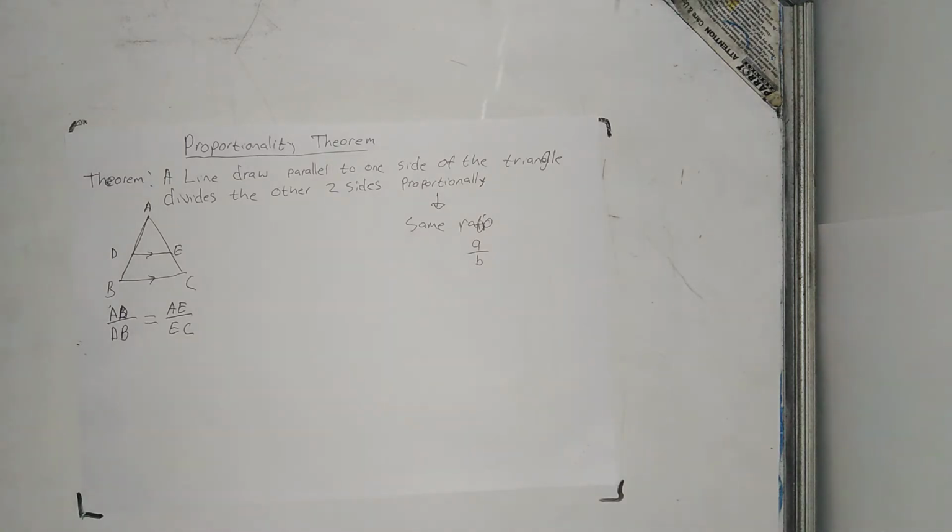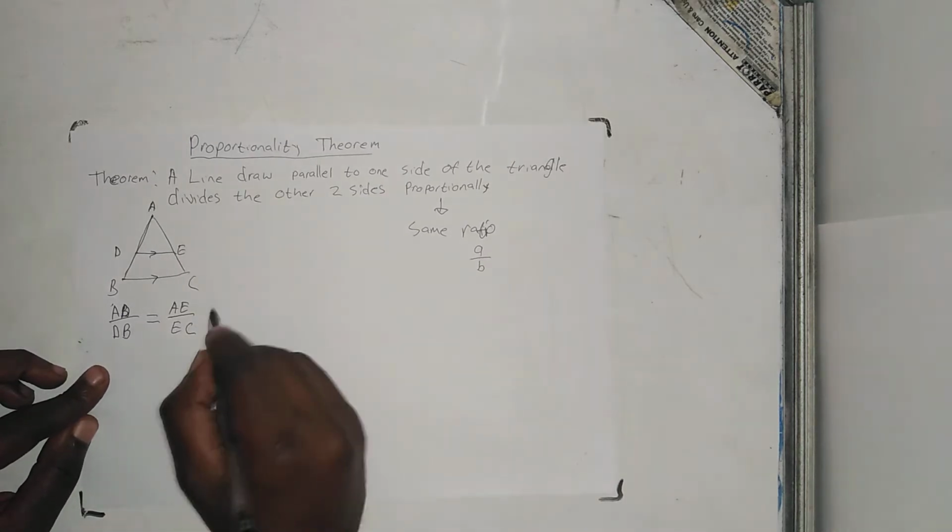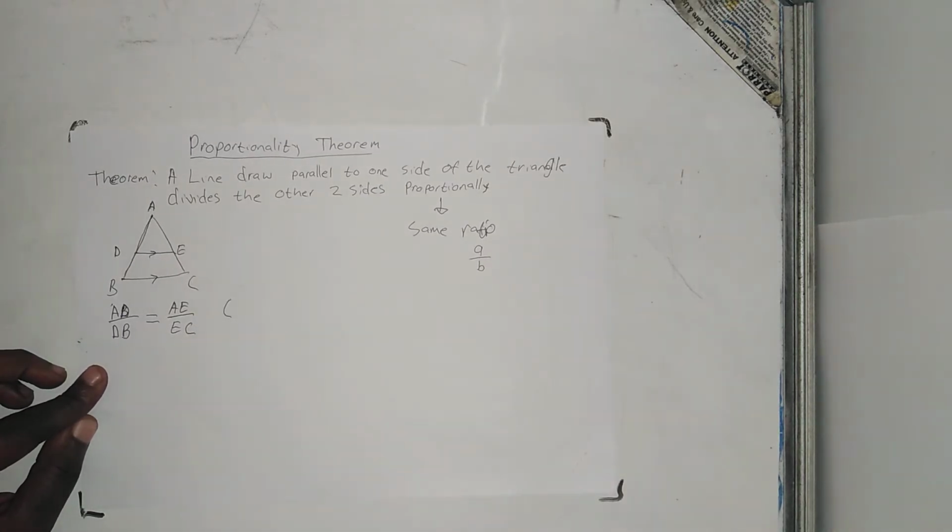And then I want to deal with another question. Now, let's say we have used this proportionality theorem. How then do we show that we have used the proportionality theorem? There are two ways. You can choose any of the two methods, and that is what we refer to as a reason. So when you are writing a reason, you are going to open a bracket.